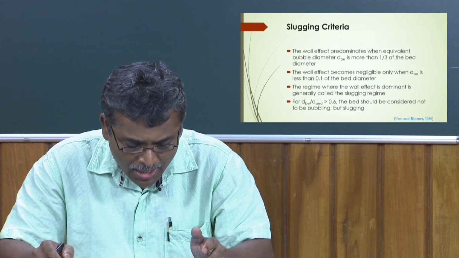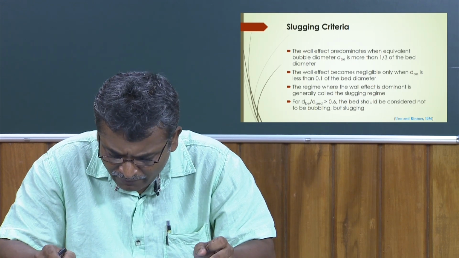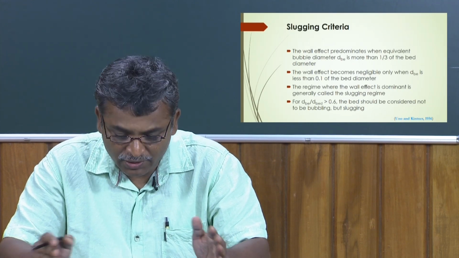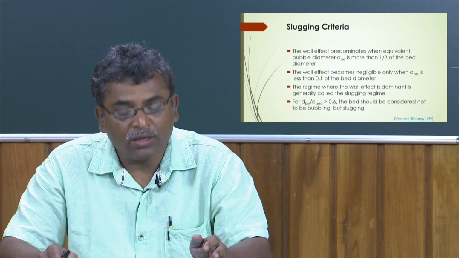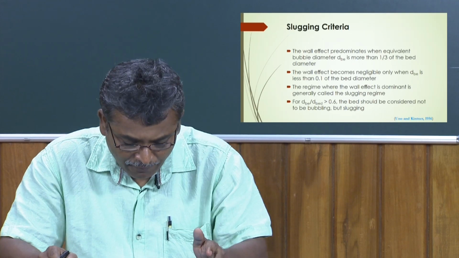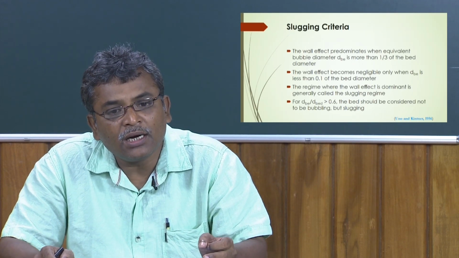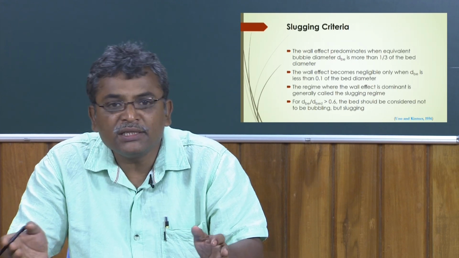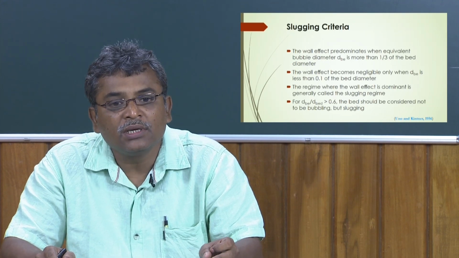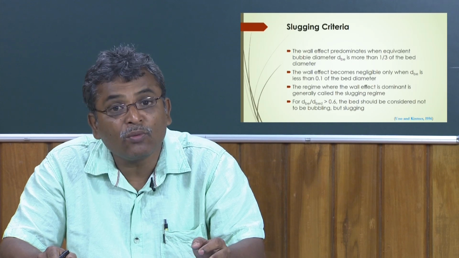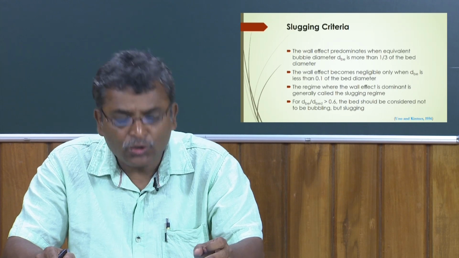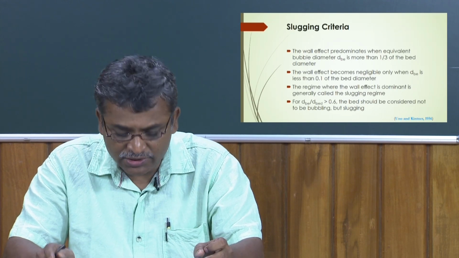formation will happen. The regime where the wall effect is dominant is generally called the slugging regime. Of course, where the wall effect is dominant there will be a slugging regime because of that coalescence effect. And if the ratio of the equivalent bubble diameter to the bed diameter is greater than 60%, that is 0.60, the bed should be considered not to be bubbling, but slugging. So, this is the criteria.